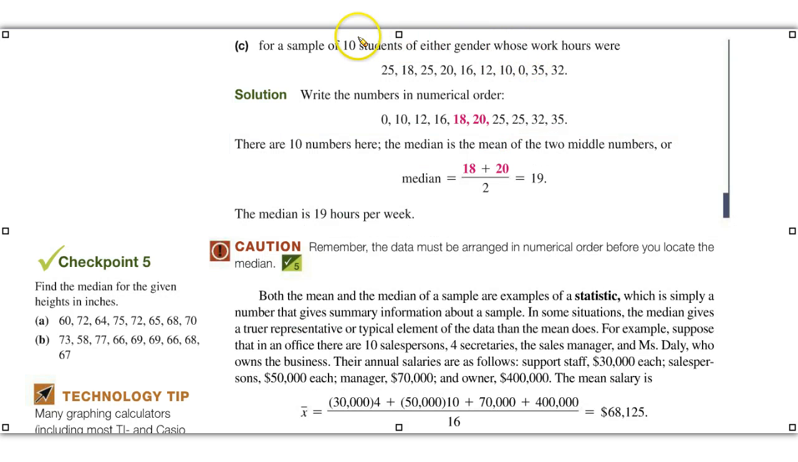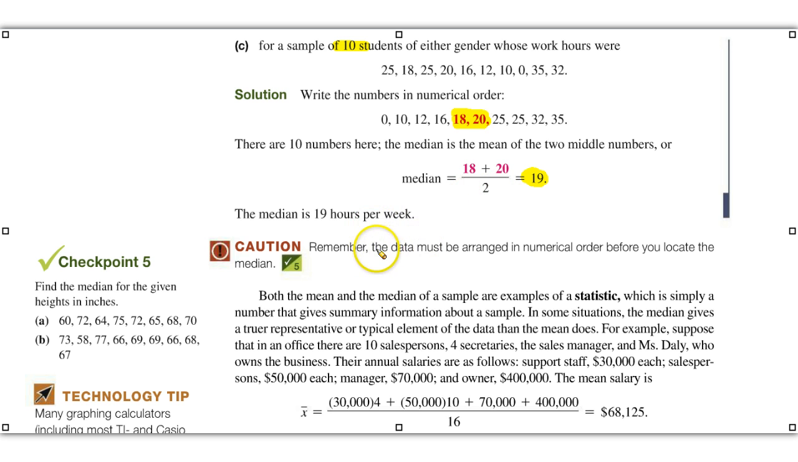In example C now, we have 10 students, which is an even number. And again, once we've put the data in order, we're going to go to our two middle, add those two together, because there's 4 on this side now and 4 on that side. Add these together, and we get the median then, after we divide by 2, of 19.